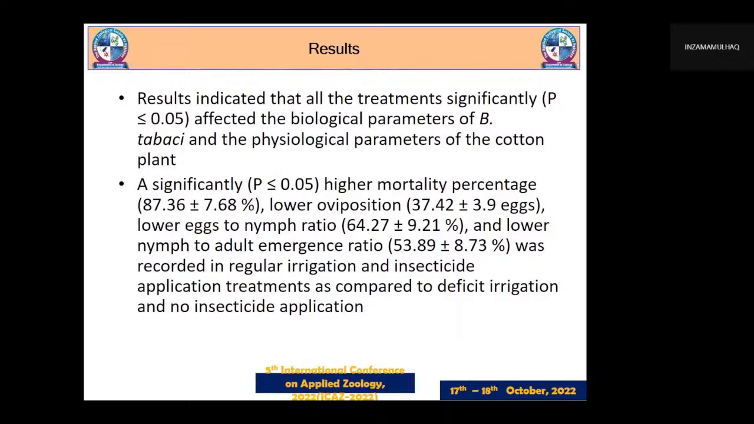The results indicated that all the treatments significantly affected the biological parameters of Bemisia tabaci and physiological parameters of the cotton plant. A significantly higher mortality percentage, 87.37%, lower oviposition, a lower egg to nymph ratio, which was just 64%, and a lower nymph to adult emergence ratio, which was 53%, were recorded in regular irrigation and insecticide application treatments as compared to deficit irrigation and no insecticide application.